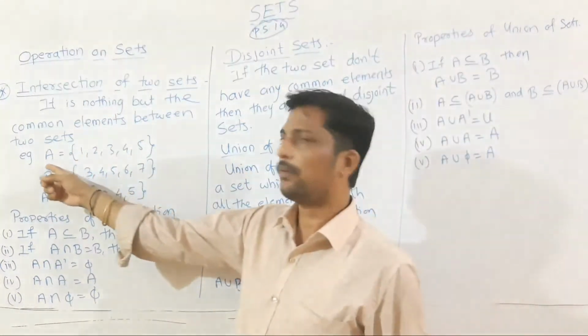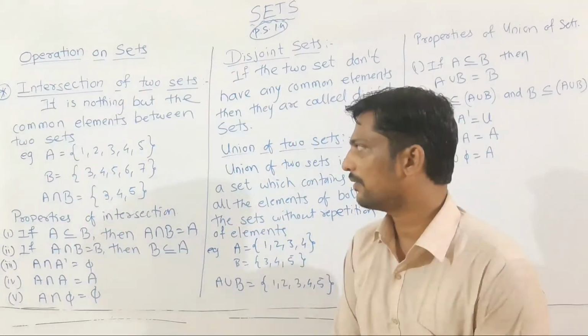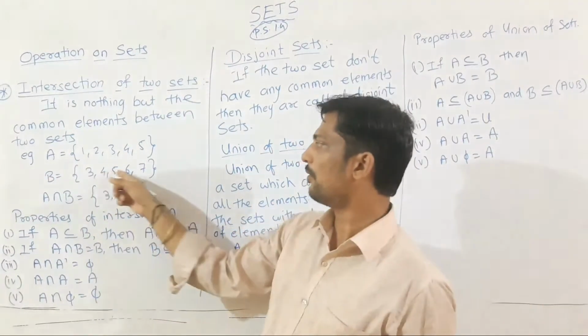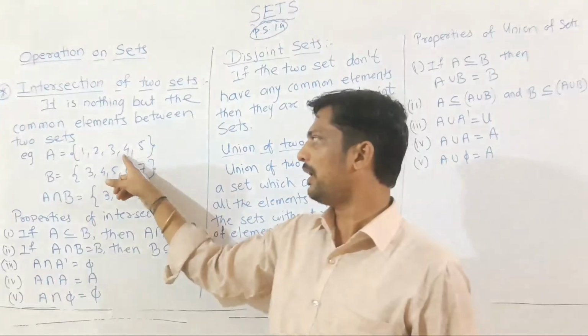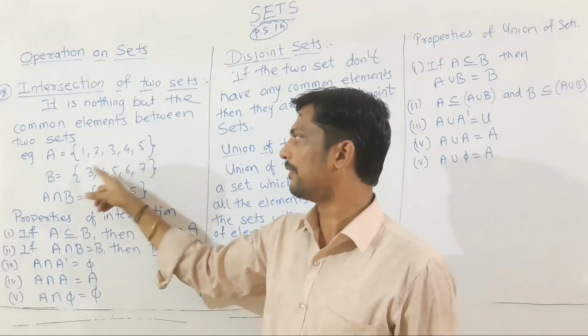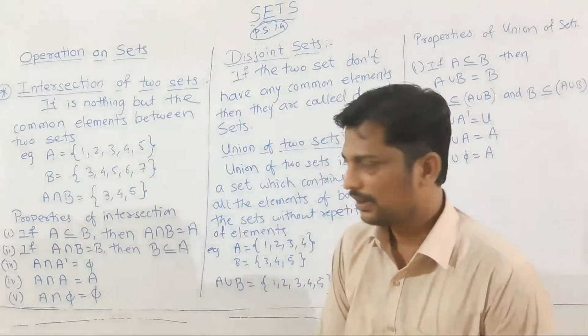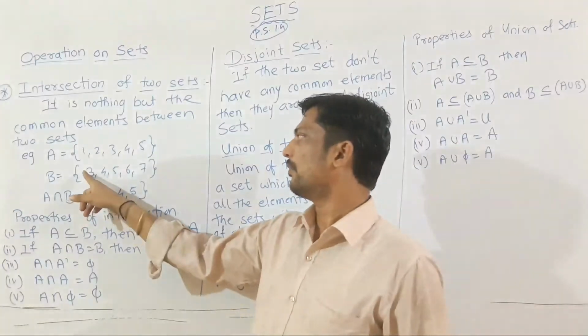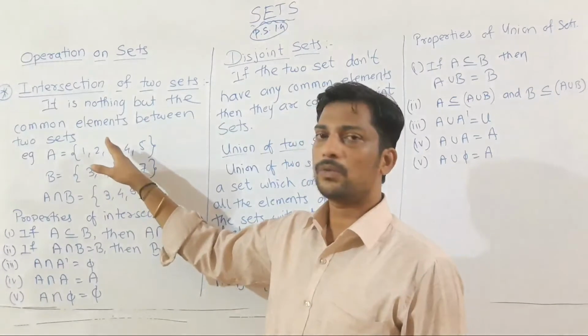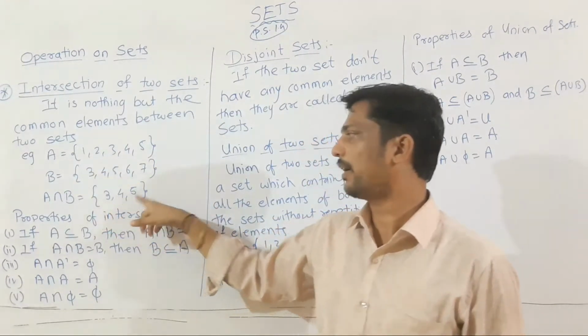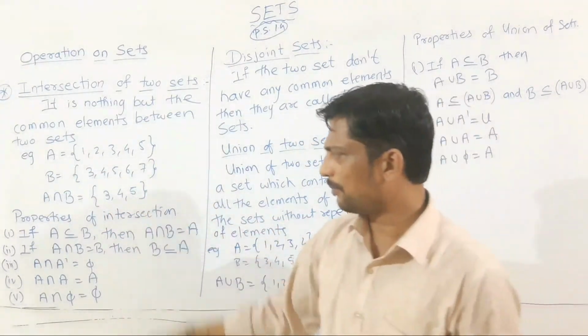Now for example, I have taken A = {1, 2, 3, 4, 5}, B = {3, 4, 5, 6}. Now here the common elements are what? 3, 4, 5. So A intersection B is the set which is common between these two sets, is nothing but {3, 4, 5}. Now here are some properties.